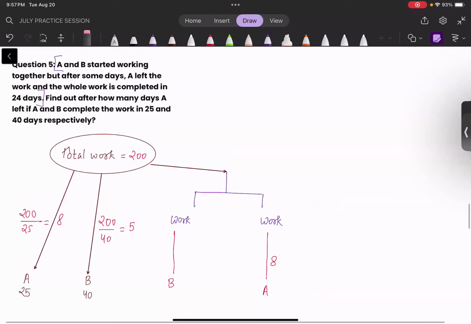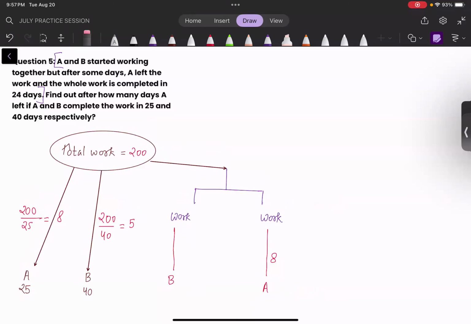All right. Read the first part of the question. Two persons have worked, A and B. For few days, A and B have worked together, and for few days, B has worked. I'm not taking it like this, that first I'm taking A plus B, and then I'm taking B. What I'm saying is how much work B has done, how much work A has done.